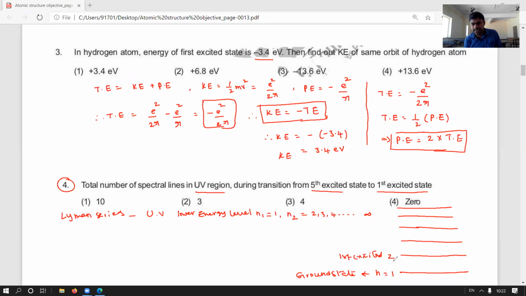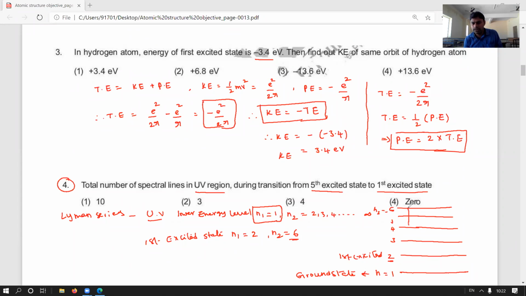So the first excited state means n1 is equal to 2. But here in the UV region, n1 is equal to 1, which means all transitions to 1 from 3, 4, 5, 6. Fifth excited state means n2 is equal to 6.